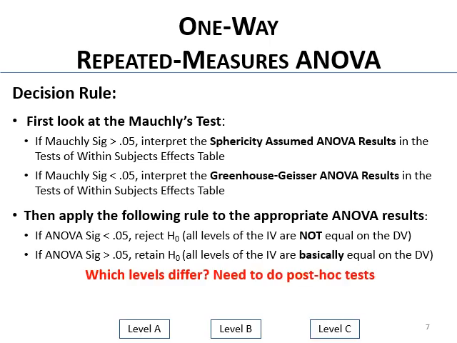So if you reject that null, which levels differ? All I know is one differs from the other. Is it A to B? Is it B to C? Or A to C? You don't know. You have to follow it up, just like with between-subjects ANOVA with post-hoc tests, but there's no Tukey this time.